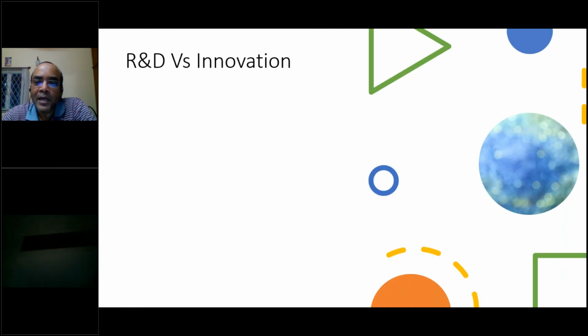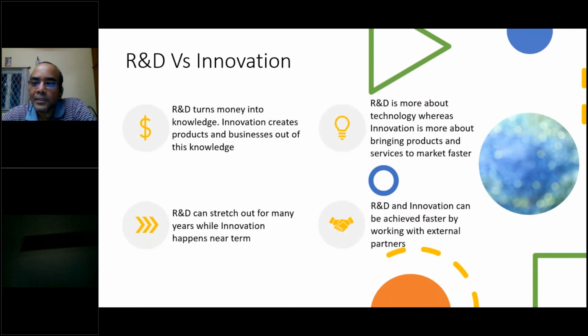So when you talk about R&D versus innovation, you want to read this slide top to bottom, left to right. If you look at the very first item on the top, R&D turns money into knowledge, which we can understand. Essentially, it creates a knowledge pool. It creates intellectual property. It could potentially create some patents.